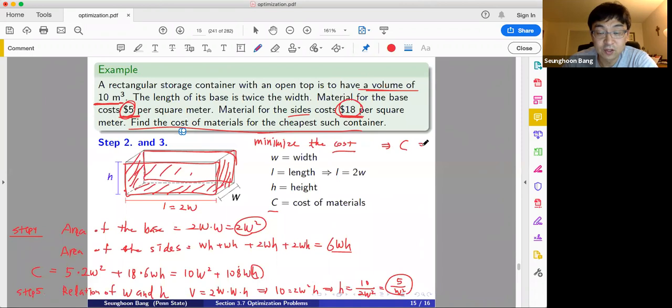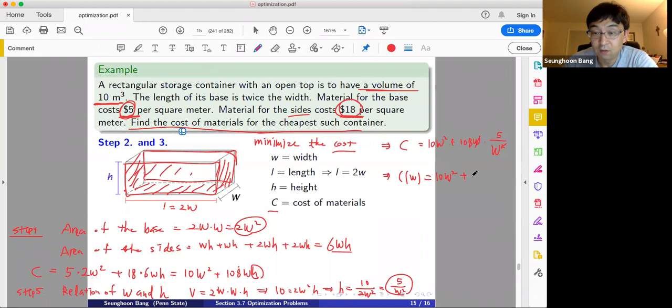The cost function is 10W squared plus 108 times 5 over W squared. So what is the cost function like? The cost function has only one variable, W: C of W, 10W squared. The W is crossed out, and 108 times 5 is 540.